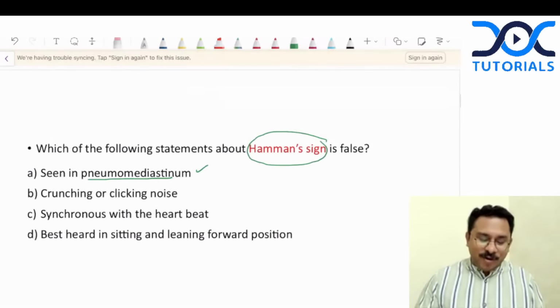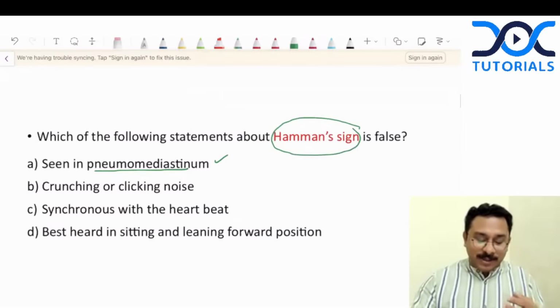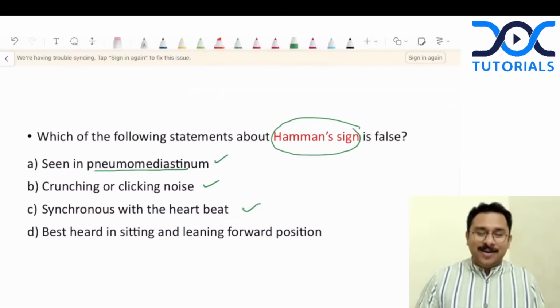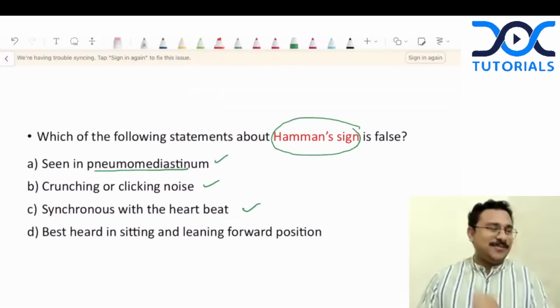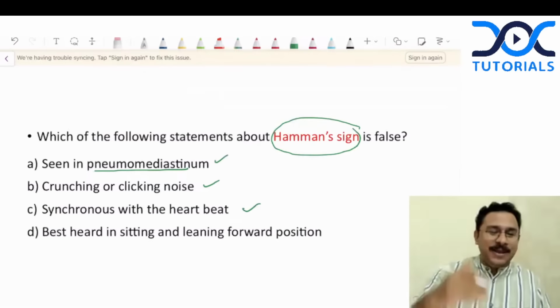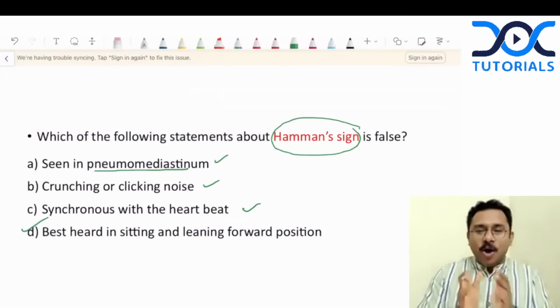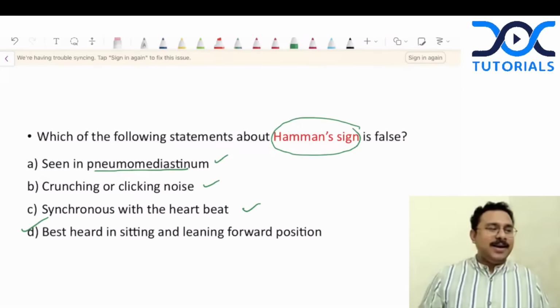So what is the false statement here? Pneumomediastinum, correct. Crunching or clicking noise, correct. Synchronous with heartbeat, correct. Best heard in sitting and leaning forward, wrong answer. Okay, so the answer will be best heard in the sitting and leaning forward position, option D. Option D.